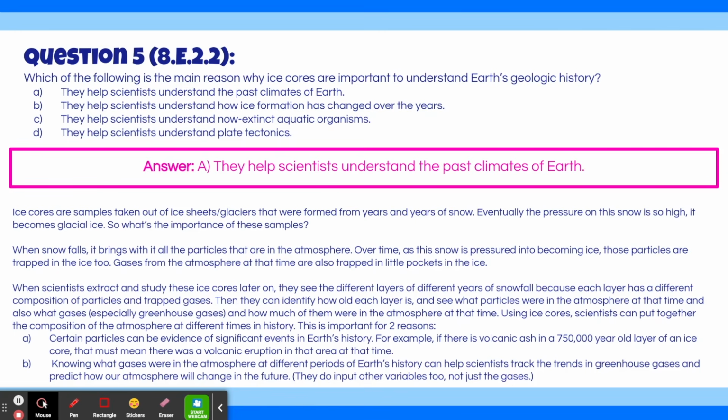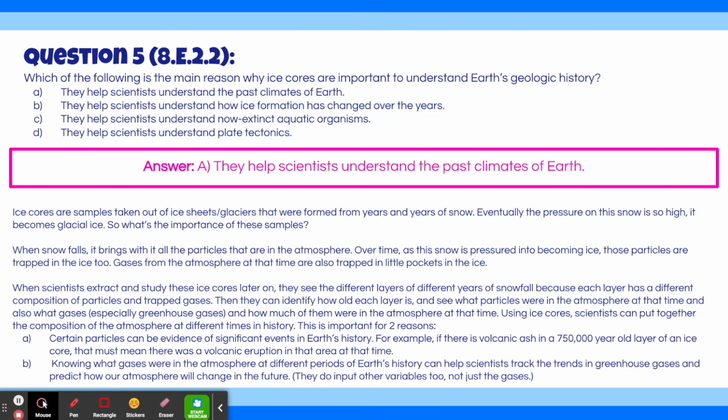When snow falls, it brings with it all the particles that are in the atmosphere. Over time, as this snow is pressured into becoming ice, those particles are trapped in the ice too. Gases from the atmosphere at that time are also trapped in little pockets in the ice. When scientists extract and study these ice cores later on, they can see the different layers of different years of snowfall because each layer has a different composition of particles and trapped gases.